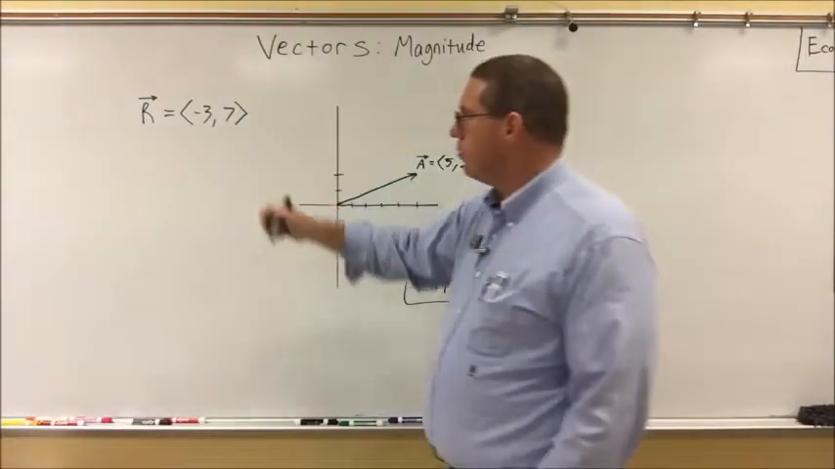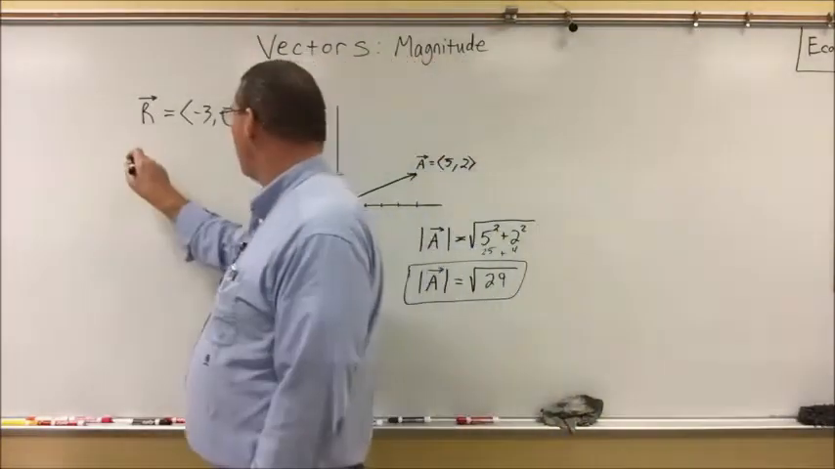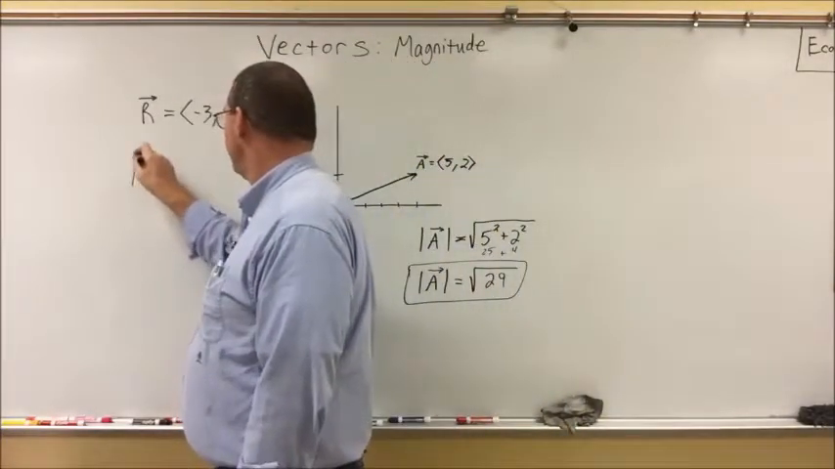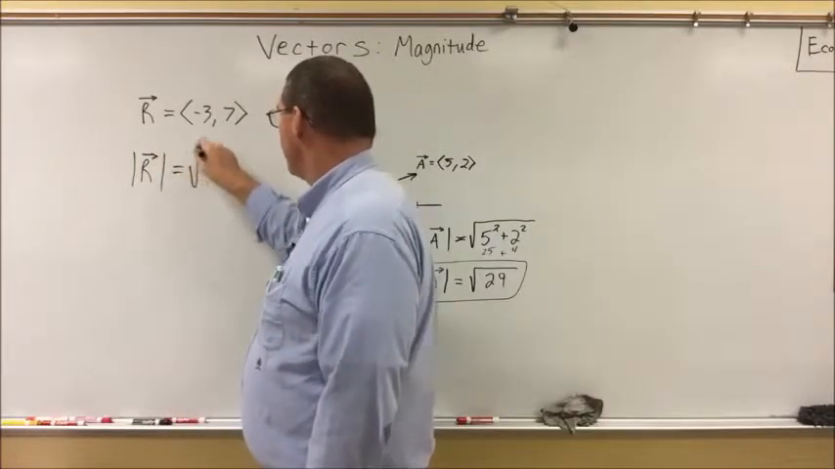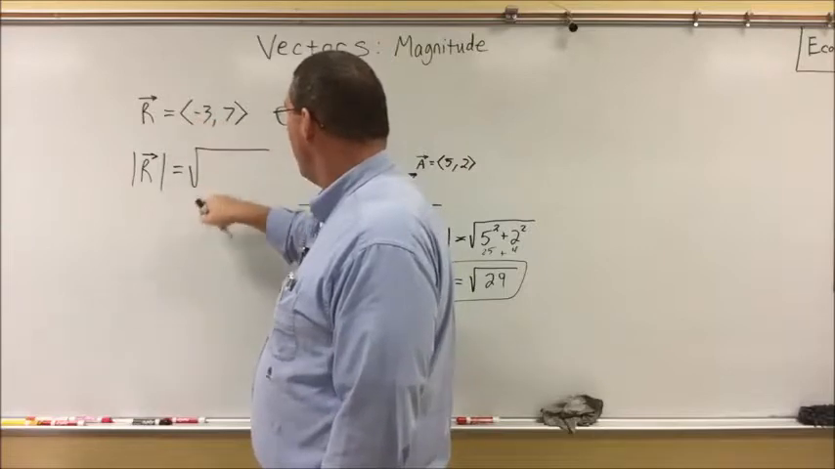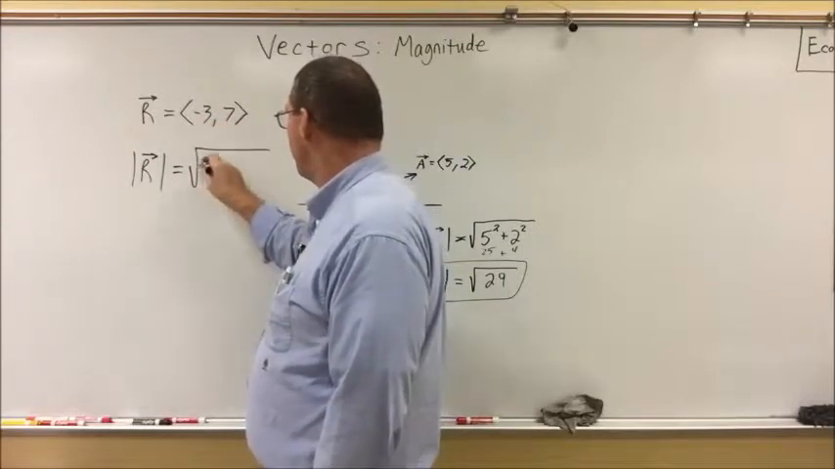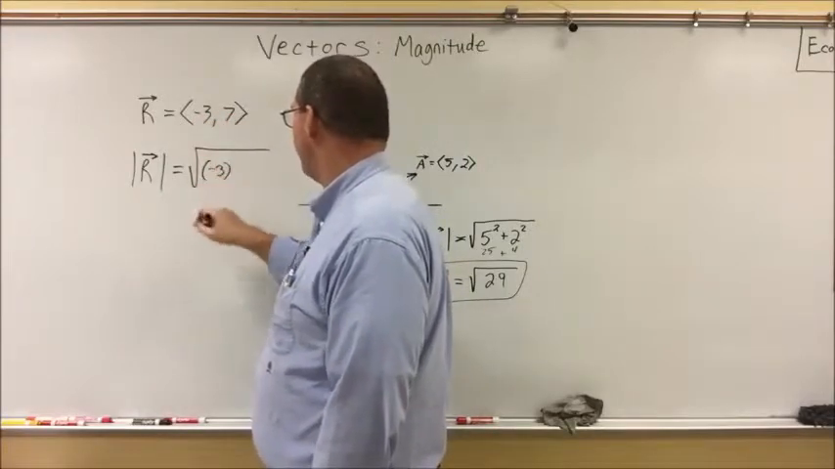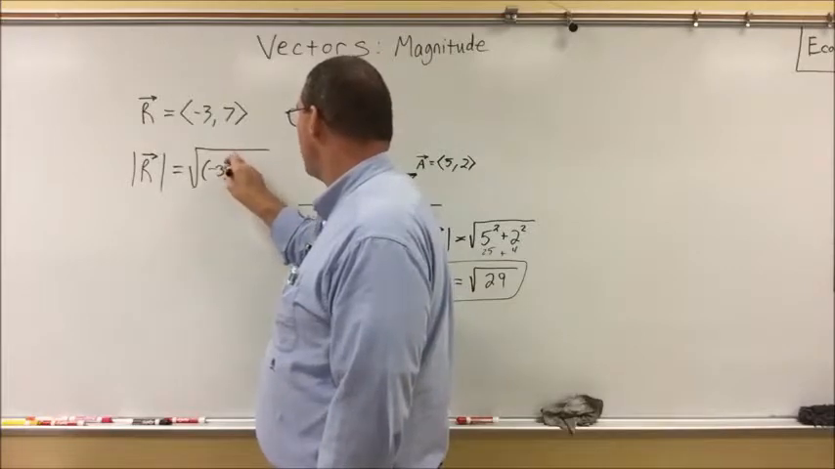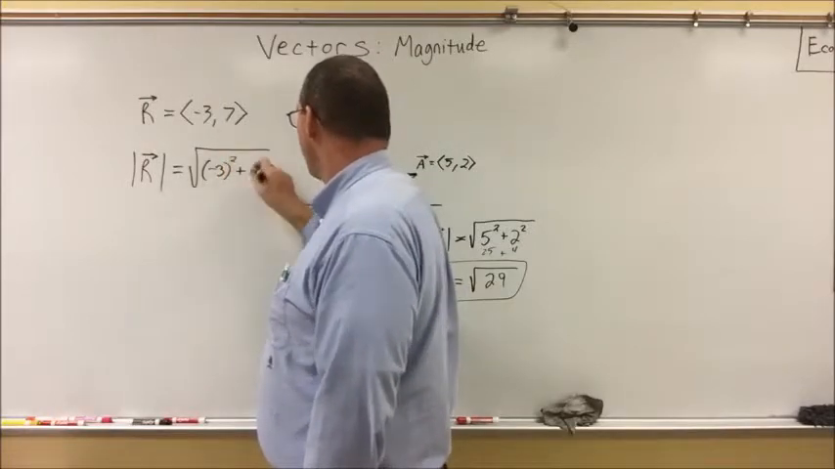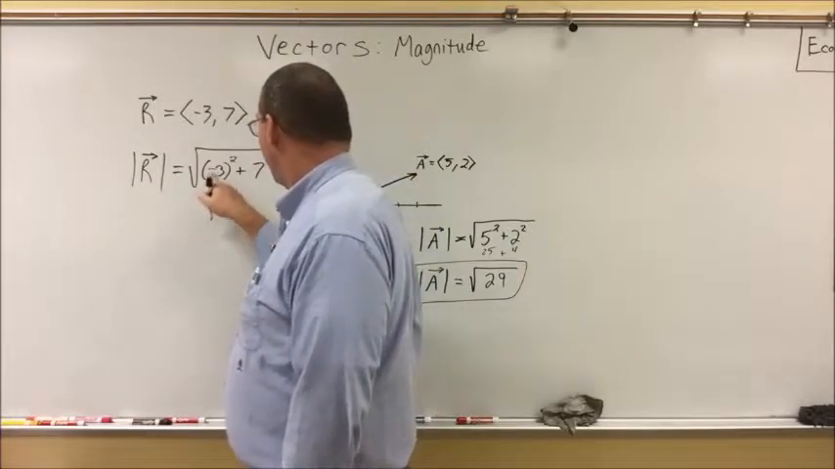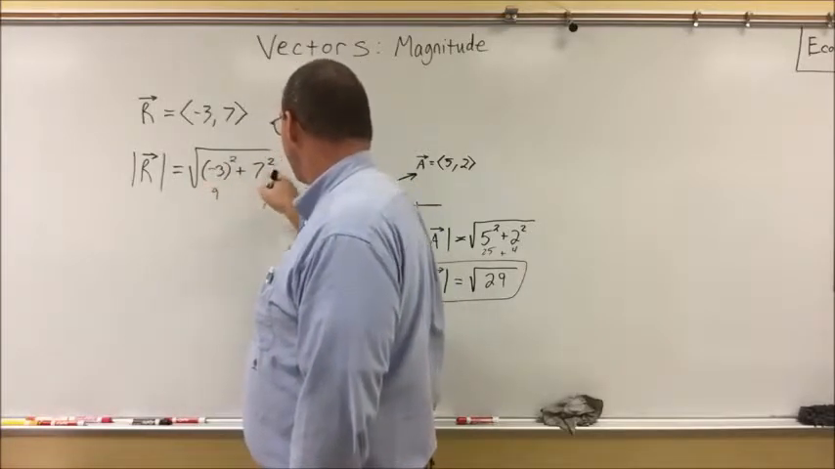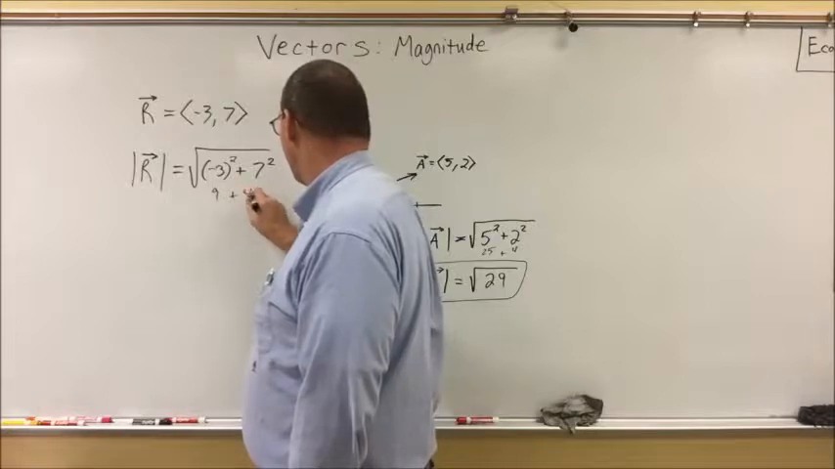Now let's come over here and find the magnitude of vector R. The magnitude of vector R is basically just the square root of that number squared plus that number squared. I'm going to put it in parentheses because it's a negative value. So -3 quantity squared plus 7 squared, right? And so -3 times -3, that's 9, and 7 squared, that's 49.